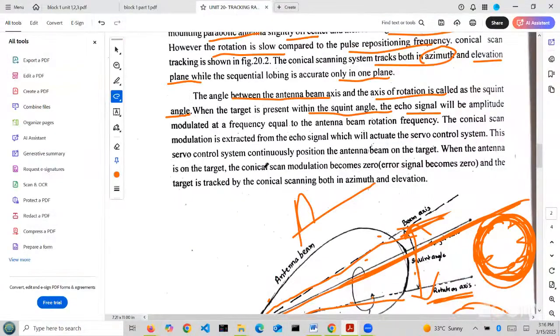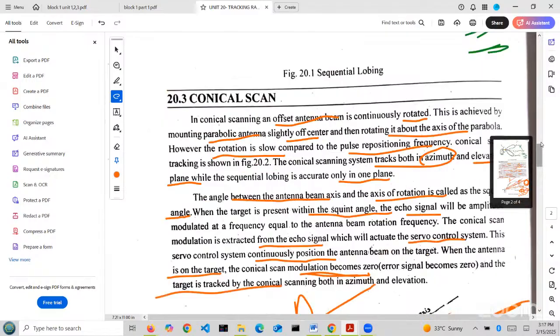So conical modulation is extracted from the echo signal with the servo-mechanical system. What is the function of the servo-mechanical system? The servo-mechanical system will continuously position the antenna. It is trying to position the antenna towards the target material. When the antenna is on the target, we are getting zero error. Means conical scan modulation becomes zero. And the target is tracked by the conical scan both in azimuthal and elevation.